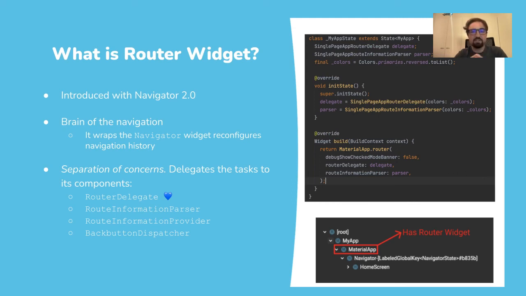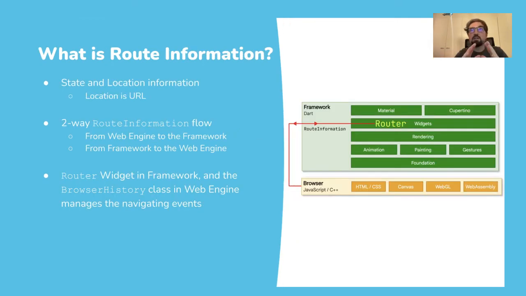The Navigator widget existed before the introduction of Navigator 2, but the Router widget is introduced with the Navigator 2 API. It is the brain of the new navigation system. The Router widget orchestrates the navigation system based on system events and app state changes, but it delegates the responsibilities. We have the router delegate, route information parser, route information provider, and back button dispatcher. Each has a different responsibility, but they are centrally managed by the Router widget.